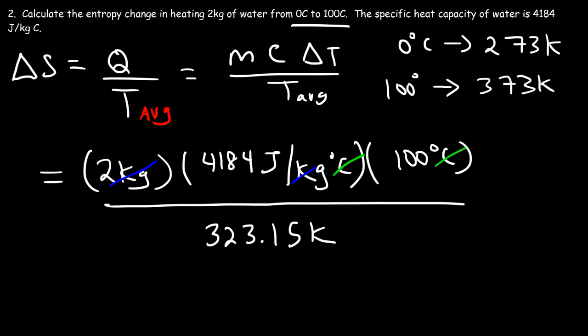So 2 times 4184 times 100 divided by 323.15. So that gives us this answer. The entropy change is going to be 2590 joules per Kelvin. And that's a rounded answer.